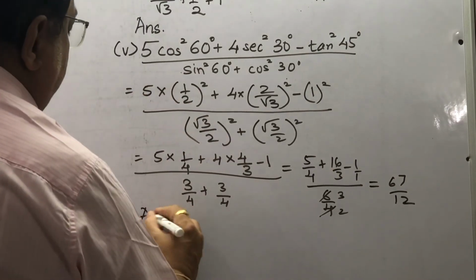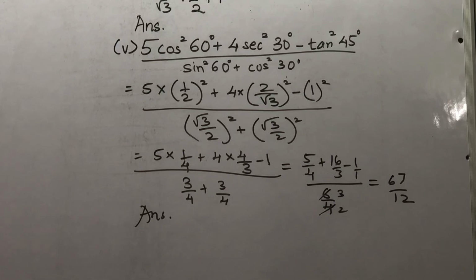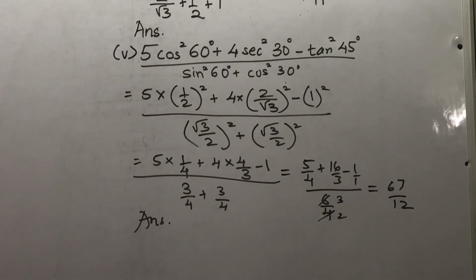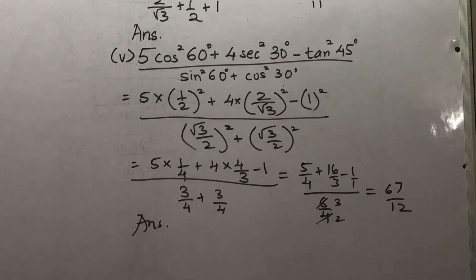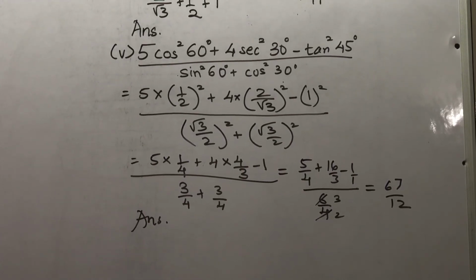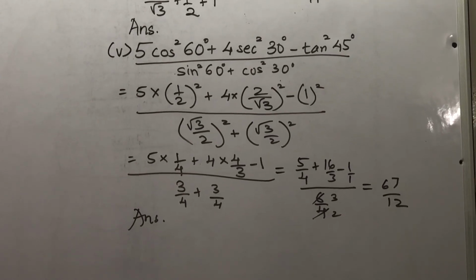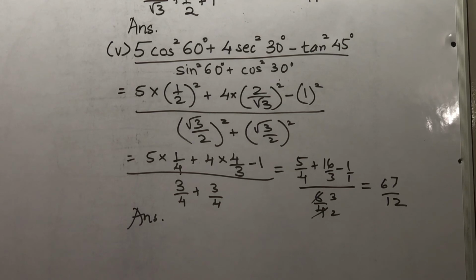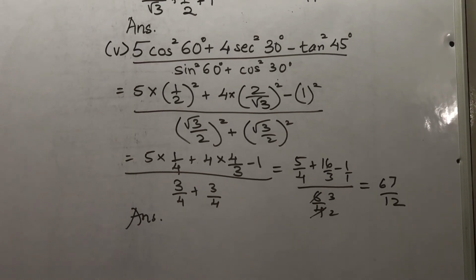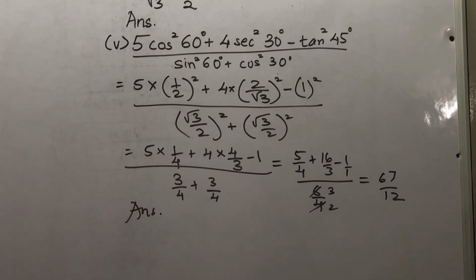Please write the answer. I keep reminding you: 5 cos square 60 degrees plus 4 sec square 30 degrees minus tan square 45 degrees, the whole divided by sin square 60 degrees plus cos square 30 degrees is equal to 67 upon 12. Make a square box on the answer and you will get perfect 2 marks. This is how we have to do the sum. So I finished the first sum, 5 subparts in it. I am moving to the second.